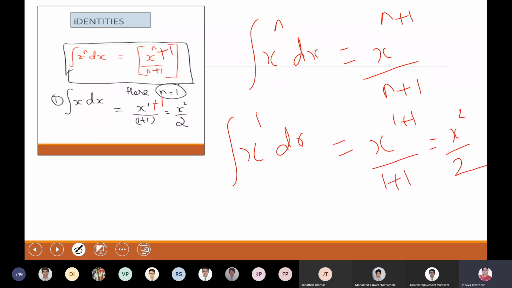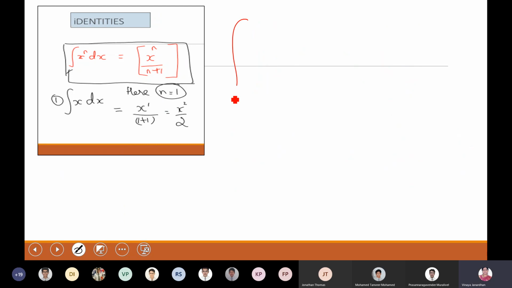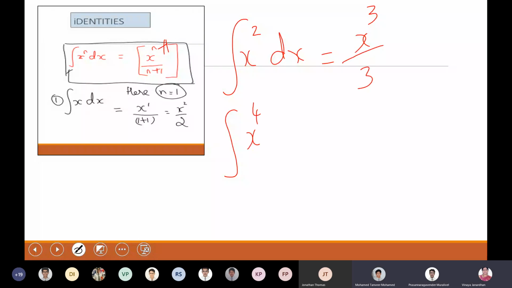Will you do the next one? Boys, will you do x squared dx? What is integral x squared dx? Ma'am, is it x squared by 3? It's n plus 1, boys. Oh, okay, n plus 1. So x cubed by 3. Okay, x cubed by 3. Yeah, x cubed by 3.